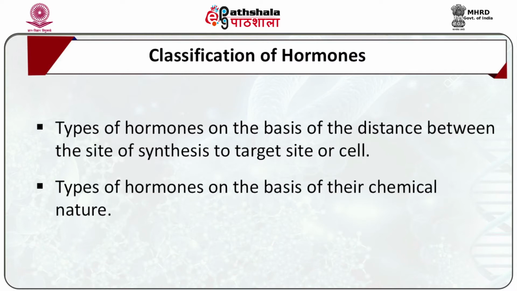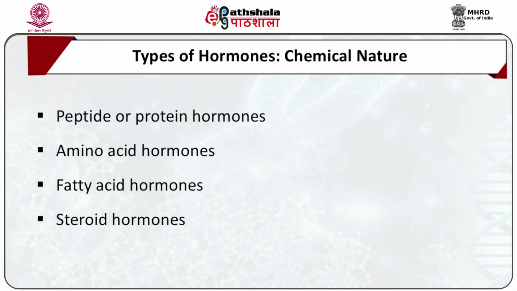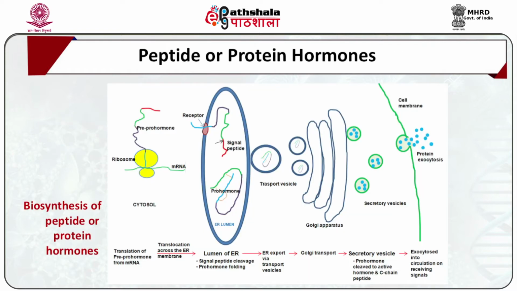Now moving on to the types of hormones on the basis of their chemical nature. On the basis of their chemical nature, the types of hormones are peptide or protein hormones, amino acid hormones, fatty acid hormones, steroid hormones. Peptide or protein hormones.